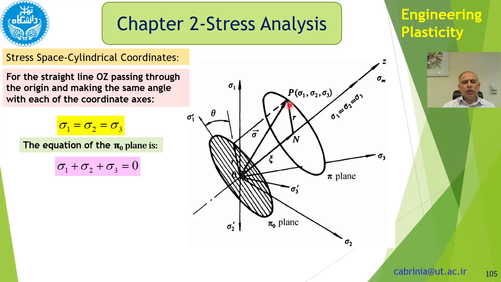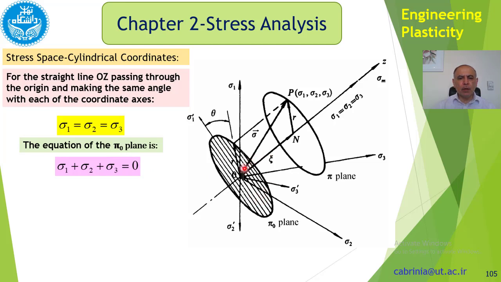Okay, and you can see an elliptical plane in here. Obviously we see this as an ellipse because we are looking at it from an angle. Otherwise it is a circle. This is a circle, not an ellipse, and we call it pi plane. This equation obviously is the equation of a plane. Sigma 1 plus sigma 2 plus sigma 3 equal to 0 is this plane. We call it pi 0 plane.